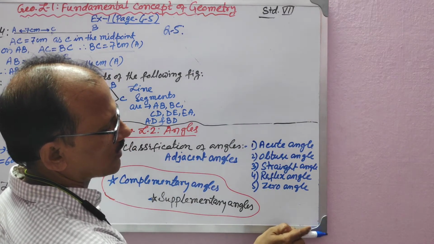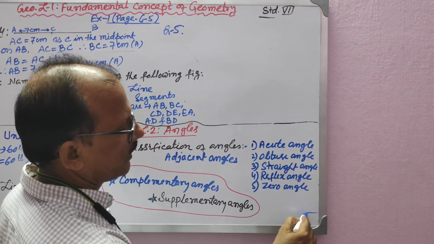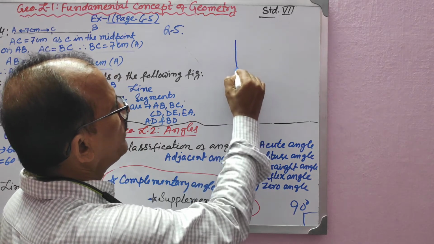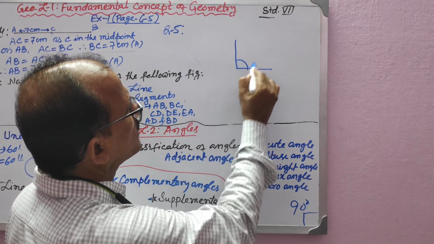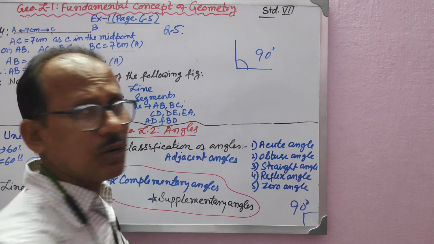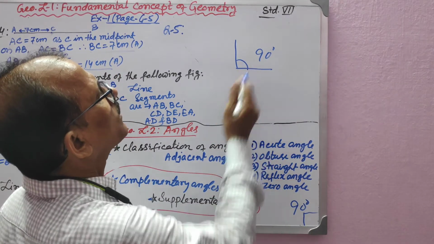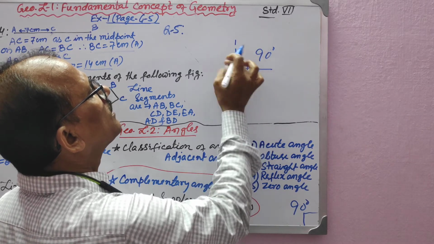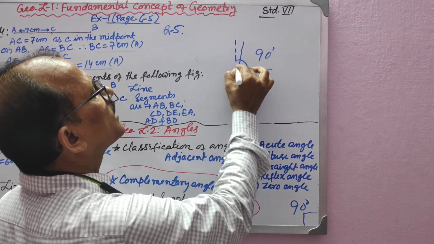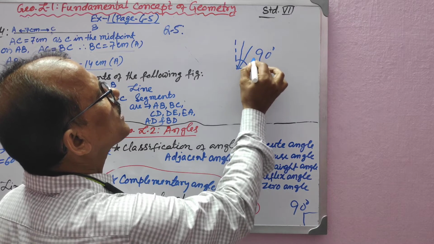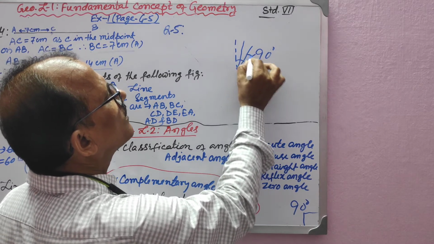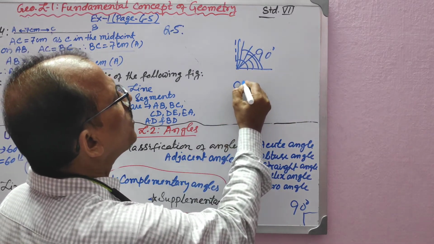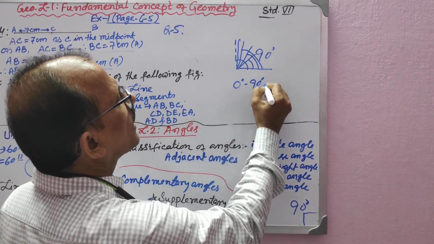Assume this is a side and this is another side. This opening is how much? 90 degree, as you all know. So one line is perpendicular to the other line. The opening is 90 degree, which is called a right angle, isn't it? So in respect to the right angle, suppose this is 90 degree, all the angles lesser than 90 degree, this angle, this angle, even this angle, all the angles from 0 degree to 90 degree are called acute angle.